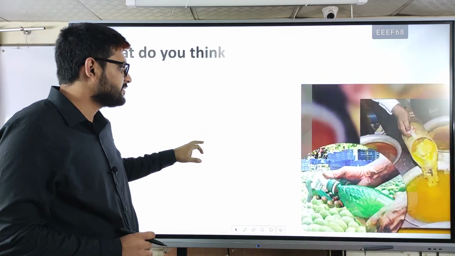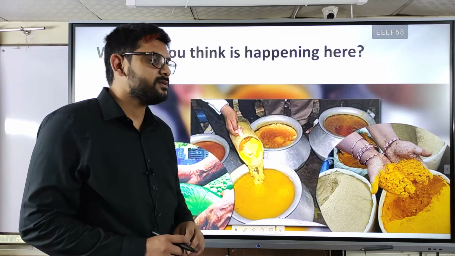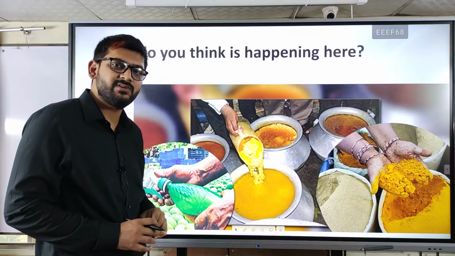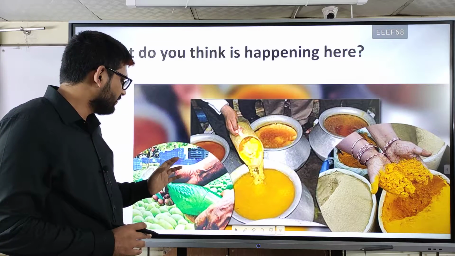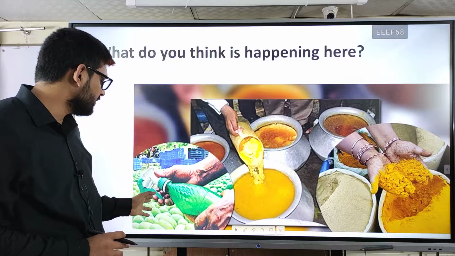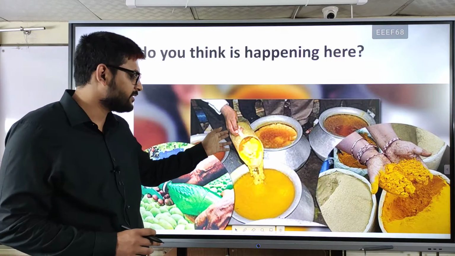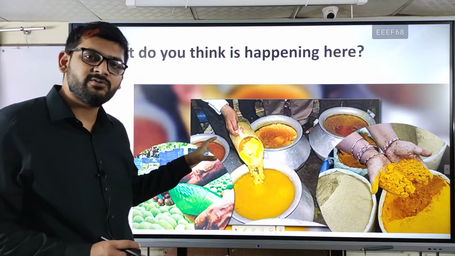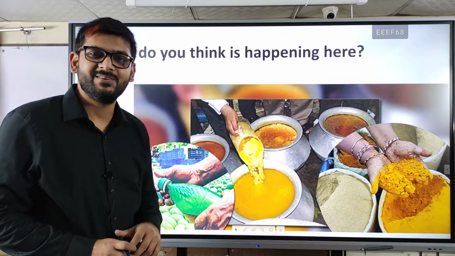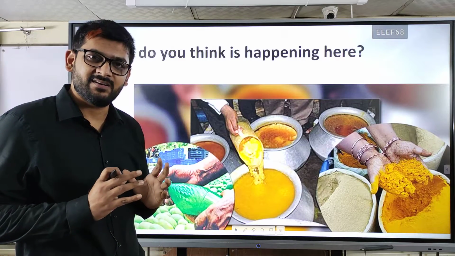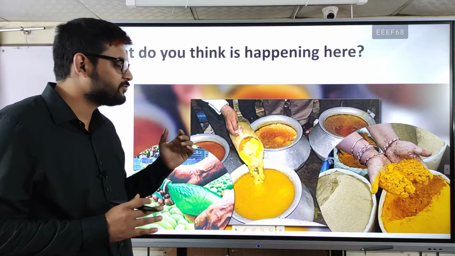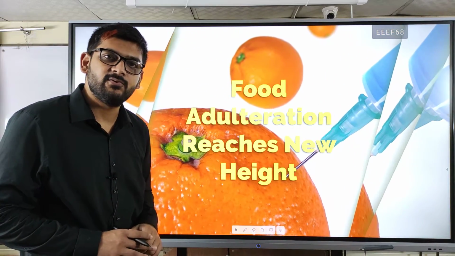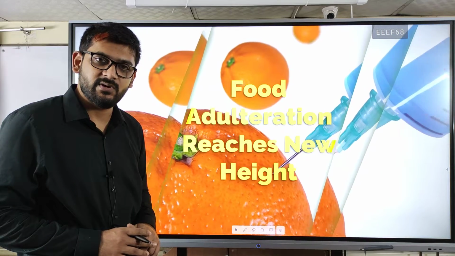So let's get started for today's lesson. What can we see here? What do you think is happening here, students? We can see someone is spraying something into some fruits, someone is pouring something into a big bowl, and all these. What do you think is happening here? I think you are right. We are going to discuss food adulteration. And the name of the lesson is Food Adulteration Reaches New Height.